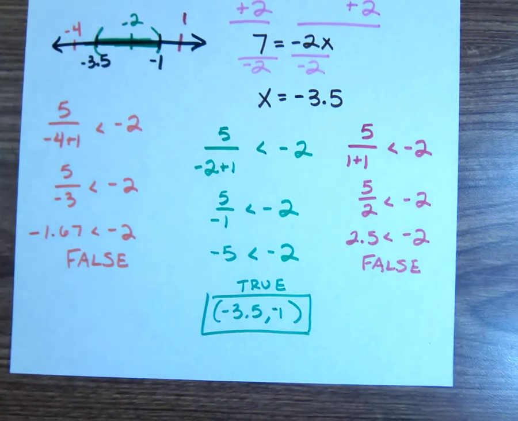So the entire solution is this little section in the middle from negative 3.5 to negative 1. All of that work and all you got was knowledge and a brighter future. You're welcome.